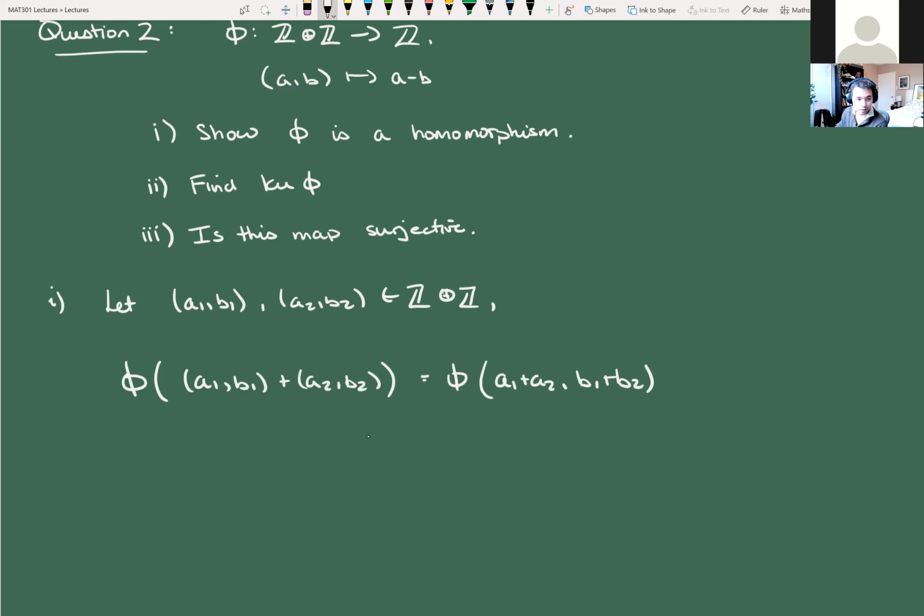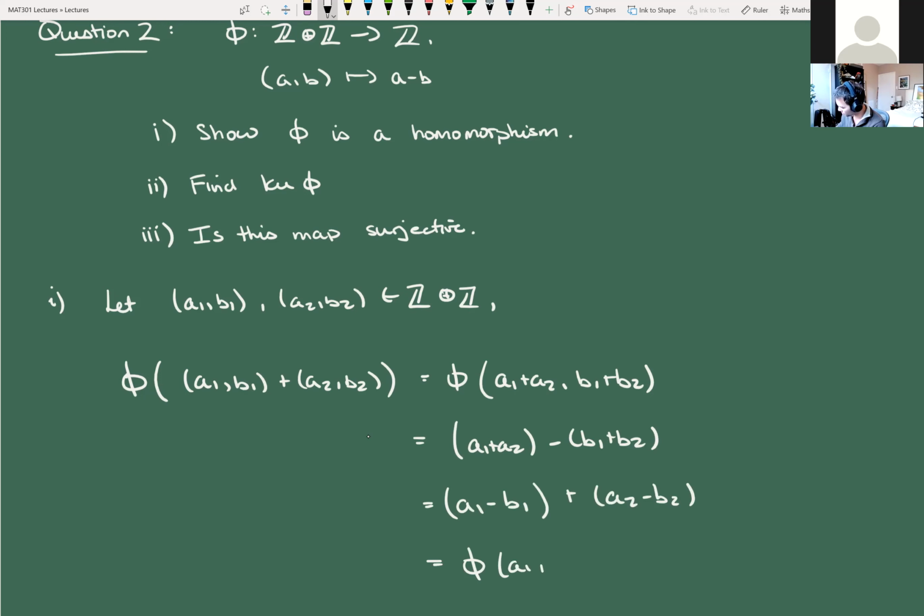Okay, so here I've used what the group structure is on the direct product. Now I'm going to apply the definition of the homomorphism. So that's going to give me A1 plus A2 minus B1 plus B2, and we can split that to be A1 minus B1 plus A2 minus B2. And yep, that's exactly what we want: phi of A1, B1 plus phi of A2, B2. Okay, great.